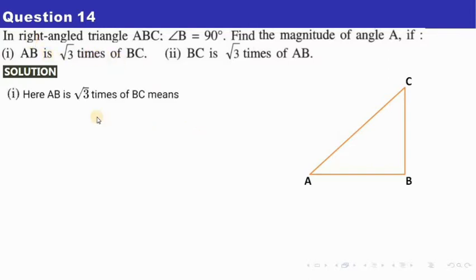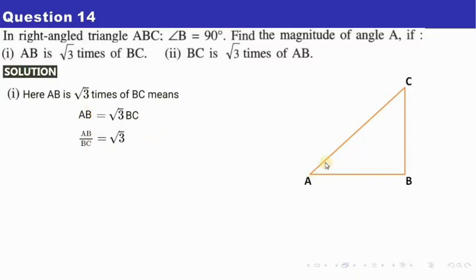Okay, so basically AB is root 3 times BC, which means AB equals root 3 BC. Now from here let me take BC down there. So BC goes down, so we have AB by BC equals root 3. Let us see what AB is.